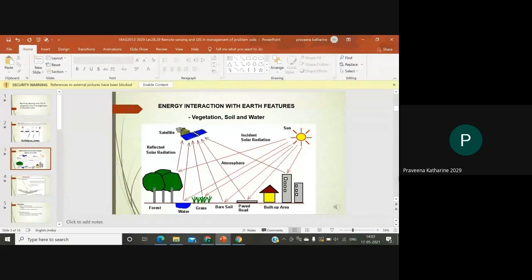So the tree will absorb certain radiation and it will reflect certain radiation, and all these combined together will produce a green color which you are able to see as green.